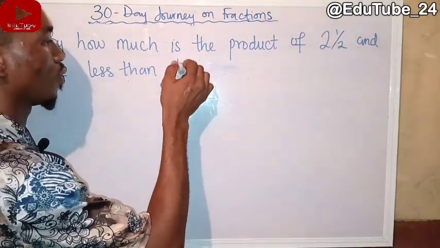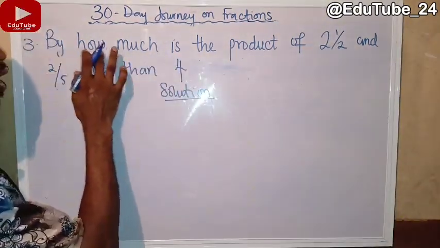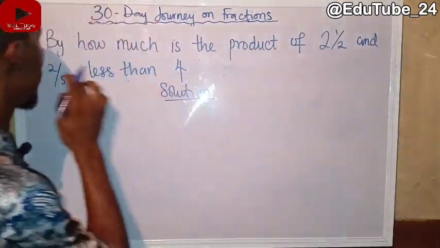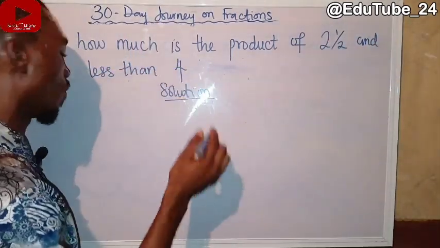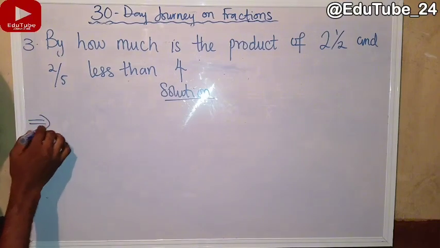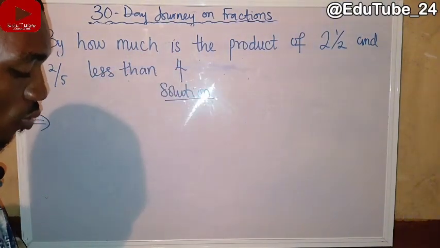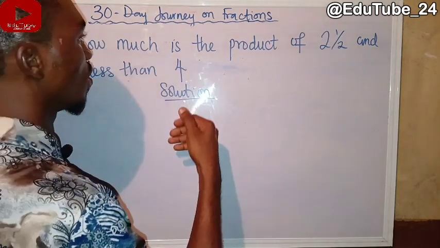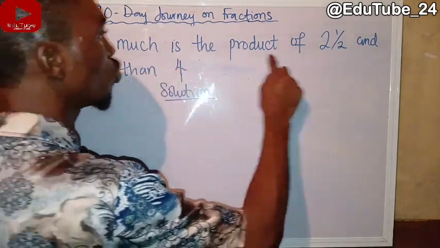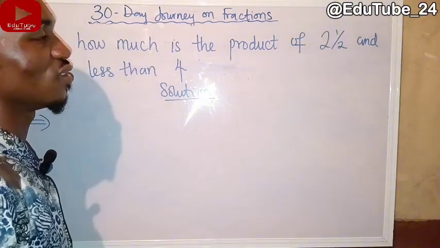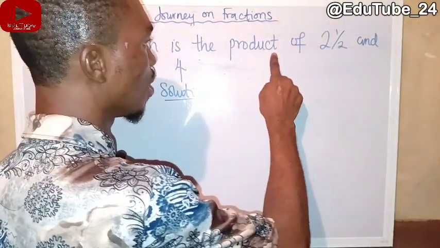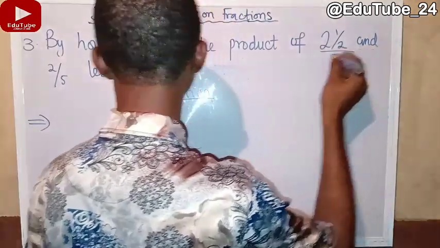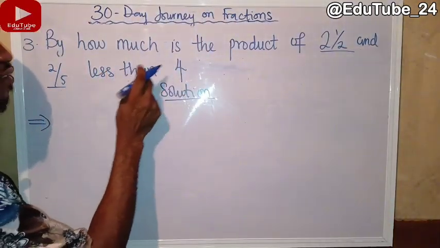So again, by how much is the product of 2 whole number 1 over 2 and 2 over 5 less than 4? Now, just like the previous question, this is not much different from the previous questions too. Okay, so let's take it bit by bit and step by step. By how much is the product? Product in mathematics means times. Again, product in mathematics means multiplication. So by how much is the product of this number and this number less than 4?